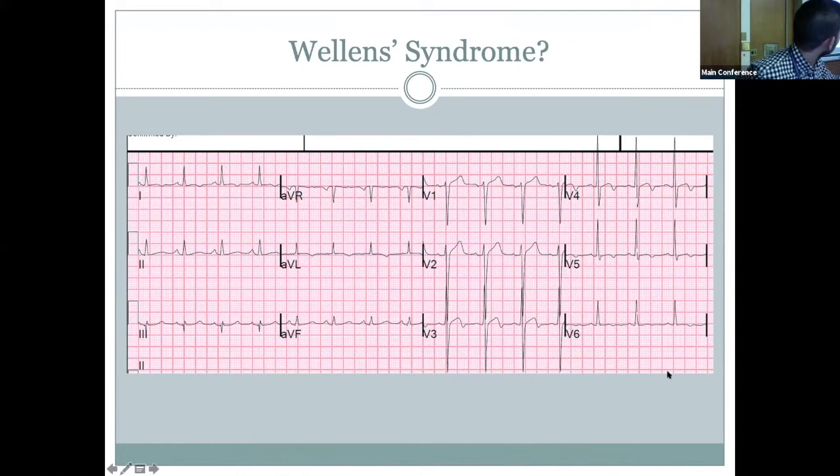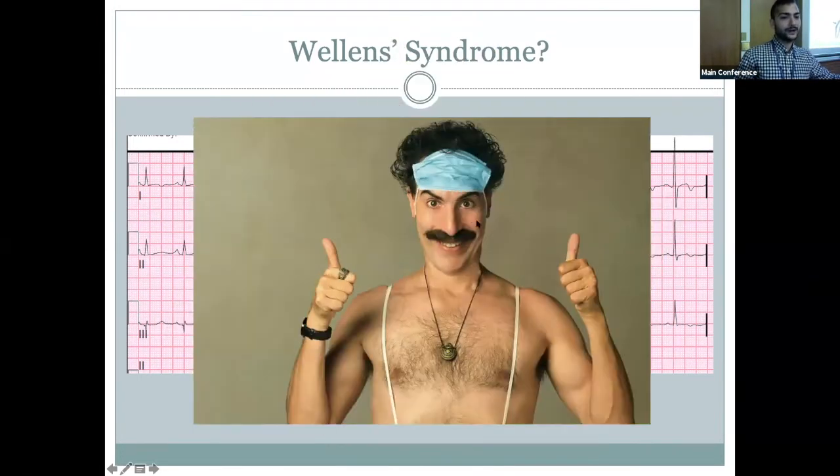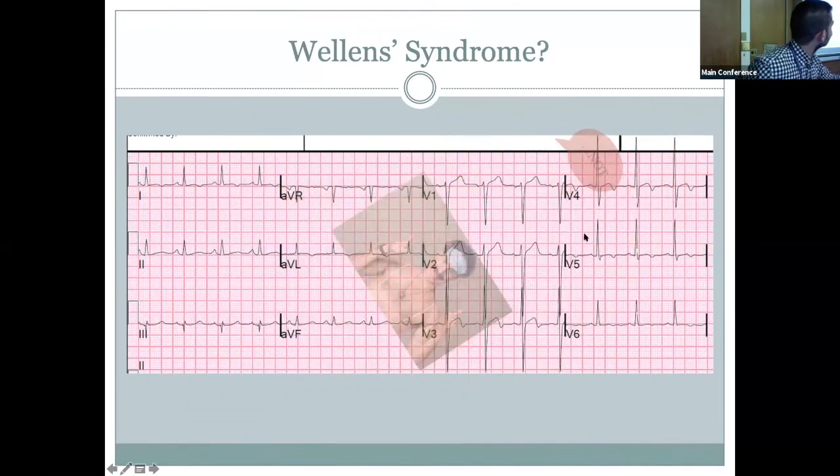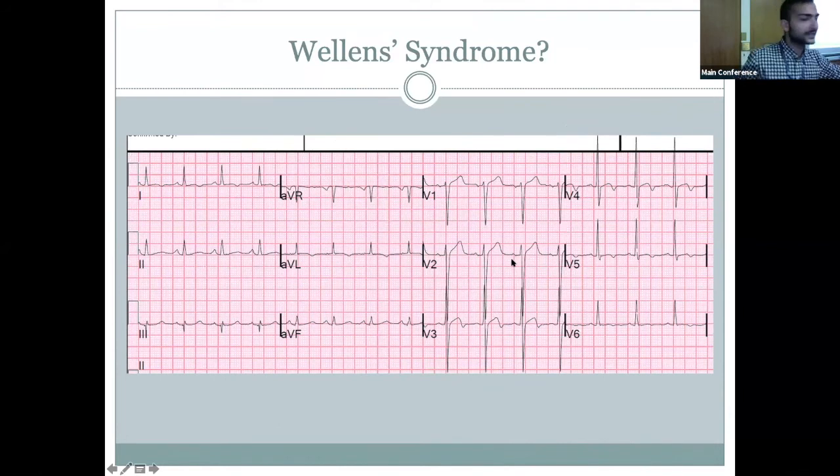So, looking at this EKG, there's definitely inversion in the terminal portion of the T wave in V3, V4, and an inverted T wave in V5. But Borat would say not, right? This isn't Wellens syndrome because there's LVH on this EKG. And so you can't diagnose Wellens syndrome in a couple of different contexts.